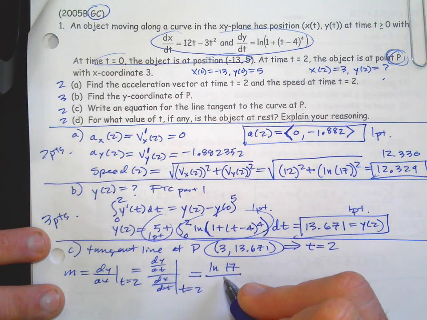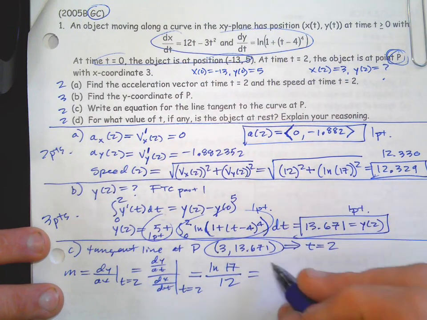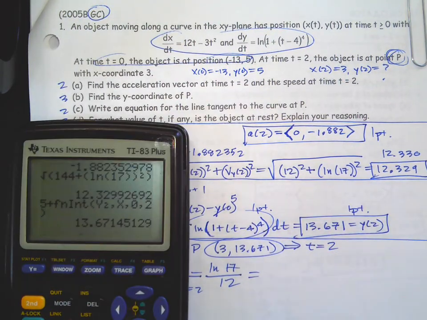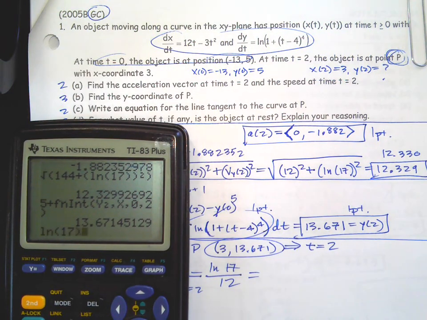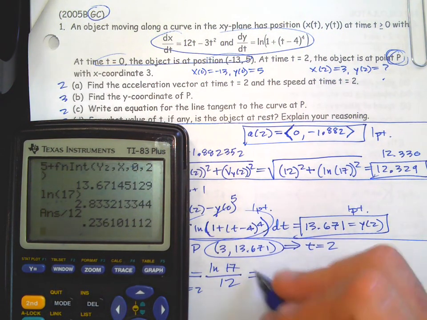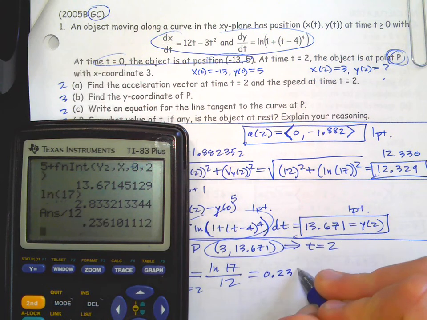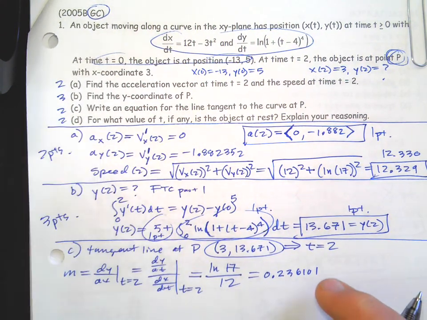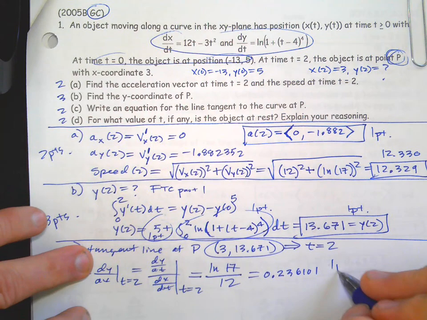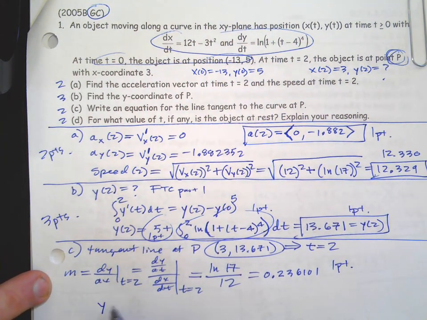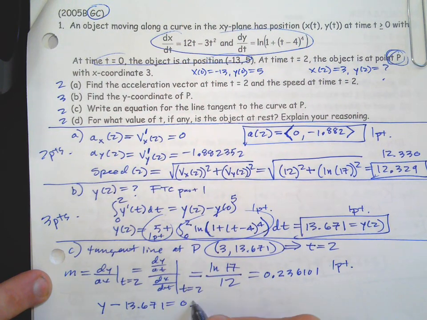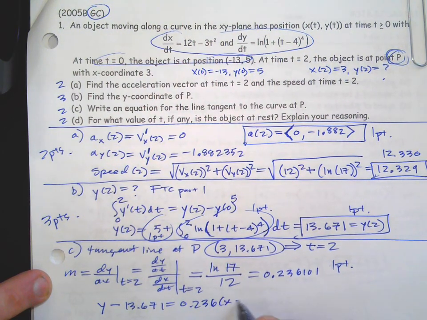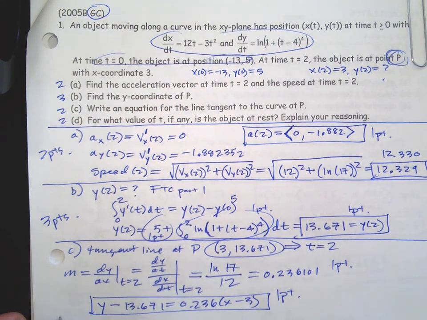All right. We already calculated that when we did the speed up there, or you can use your calculator to do it again. Natural log of 17 divided by 12 is 0.236101. So you get a point for getting your slope, and then you write the equation: y minus 13.671 equals 0.236 times x minus 3. And that's point slope form. Leave it.